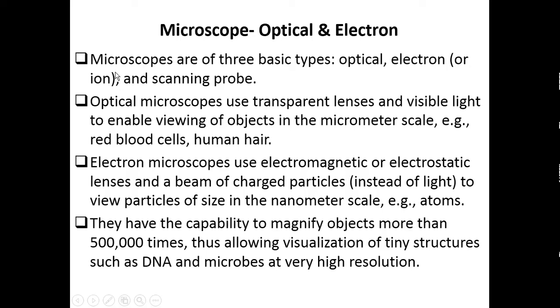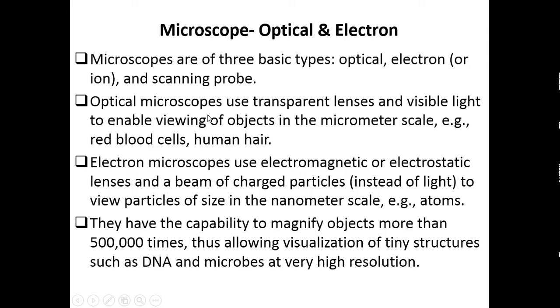So microscopes are of three basic types: optical, electron, that is, electron microscope or ion microscope, both are usually called, but very commonly we call the name electron microscope. That is very widely used. And the third one is scanning probe. I told you what the scanning probe microscopes are already. Now we will see one by one.